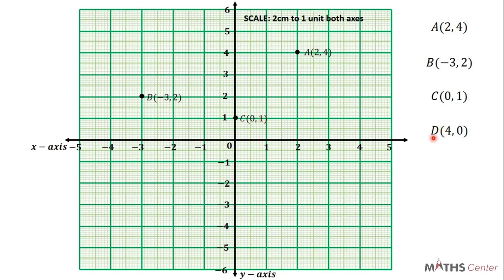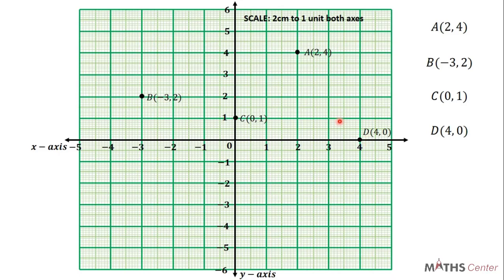Let's try another one. Point D, 4, 0. So you look for 4 on the x-axis, then 0 on the y-axis. 4 on the x-axis is this, 0 on the y-axis will be at the same point. So point D, which is 4, 0, will be here.